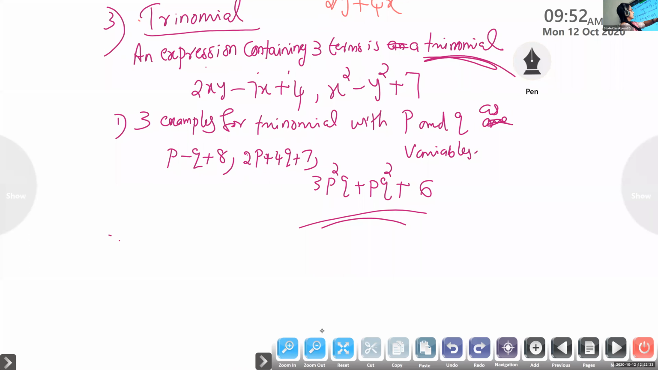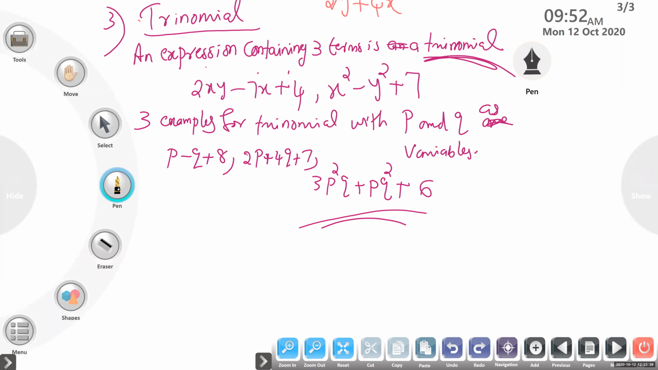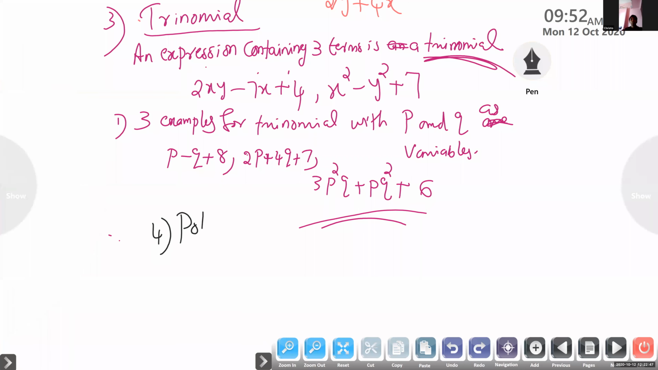Okay, good. Next is polynomials. Fourth one is polynomial. All the expressions together we can call polynomial. If it is monomial, binomial, trinomial, or more than 3, 4 terms, 5 terms, 6 terms, all this together we can call the polynomial.